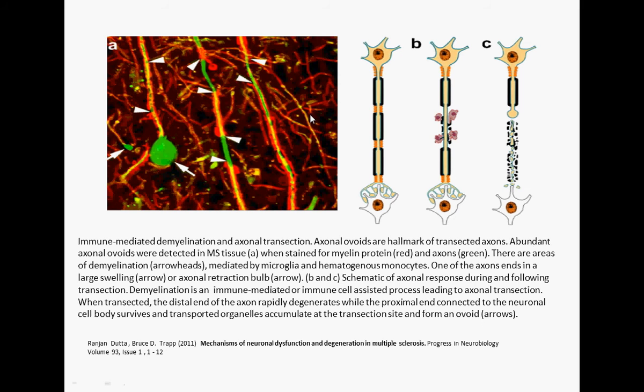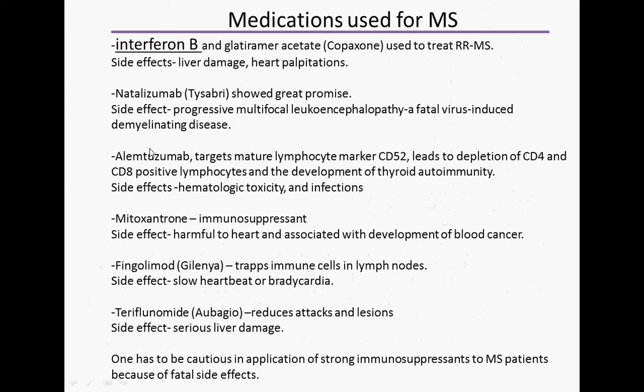Here, in this image, you can see that the axon is labeled in green and myelin around it is in red. This schematic shows a normal axon and myelin. However, in multiple sclerosis, inflammatory cells attack myelin, causing demyelination. The distal end of the axon degenerates. The proximal end of the axon that is connected to the cell body forms ovoids, and these ovoids can be detected in MS tissue. There are many medications that are used to treat MS.